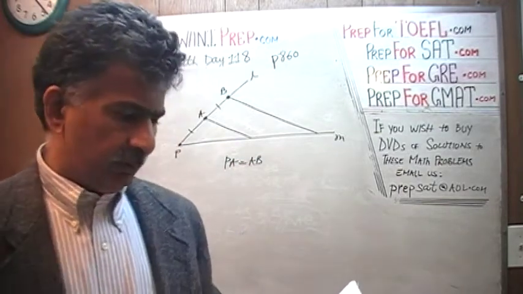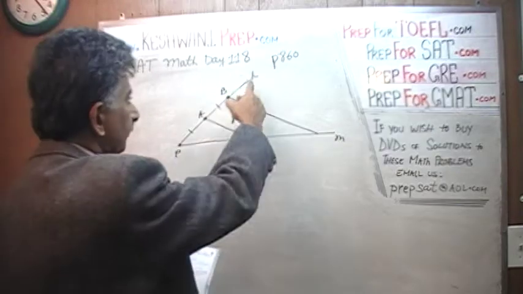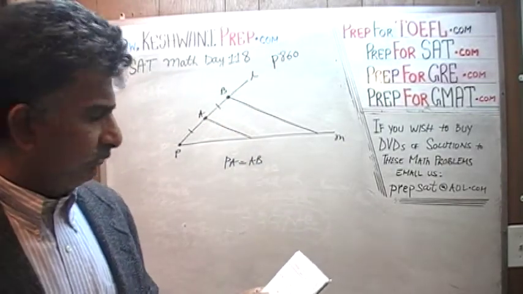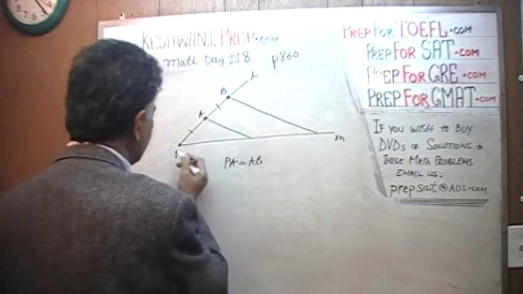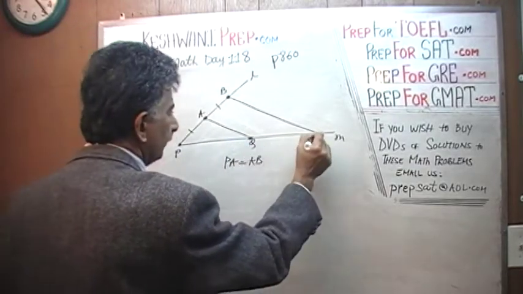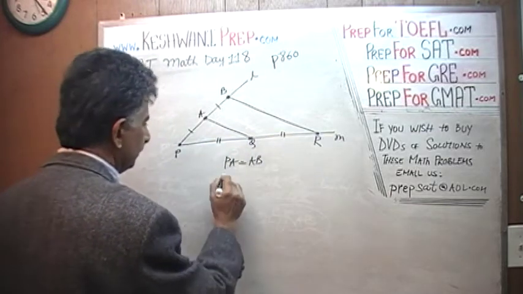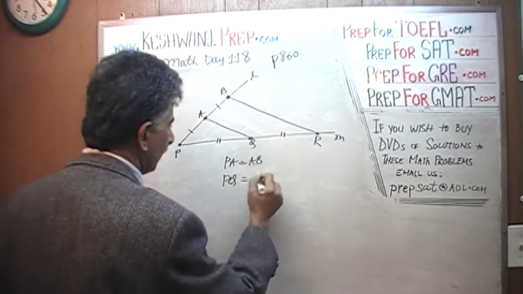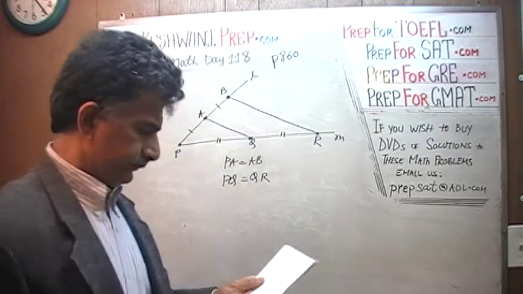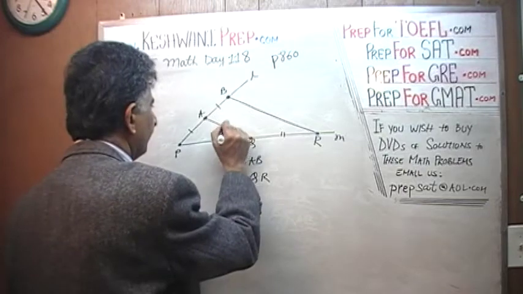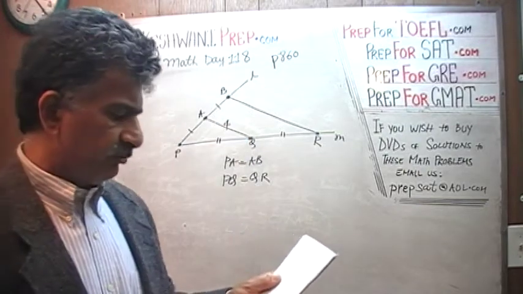We are also told that P, Q and R are equally spaced on line M. Here's our line M. P, Q and R are also equally spaced, which means P to Q equals Q to R. A to Q is 4, we are told. The question is, what's the perimeter?